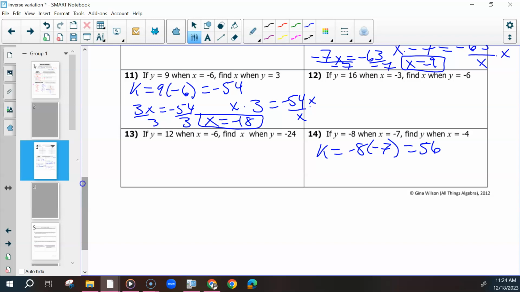Then set up your equation. Find y when x equals -4. What would that look like? y equals 56 over -4. What would that be? -14. Do you have any questions on that one or any others on this page that we want to go over before we jump into the applications? Once you're finished writing, go on to the next page.